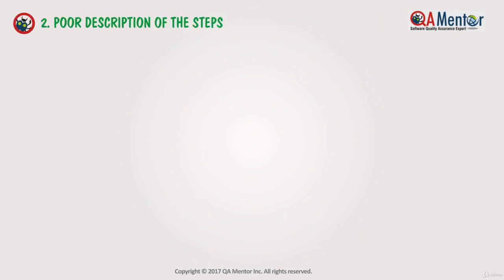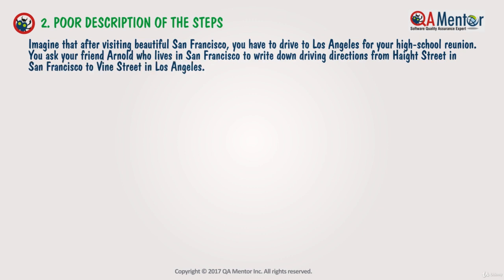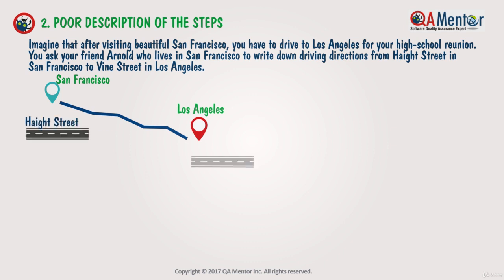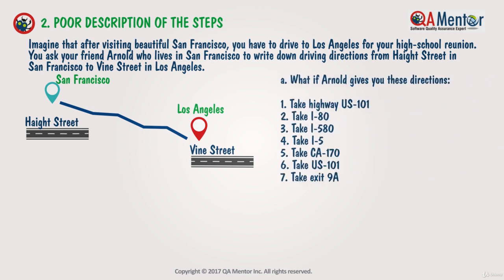Poor description of the steps? Imagine that after visiting beautiful San Francisco, you have to drive to Los Angeles for your high school reunion. You ask your friend Arnold, who lives in San Francisco, to write down driving directions from Haight Street in San Francisco to Vine Street in Los Angeles. What if Arnold gives you these directions? Take Highway US 101. Take I-80. Take I-580. Take I-5. Take California 170. Take US 101. Take exit 9A.